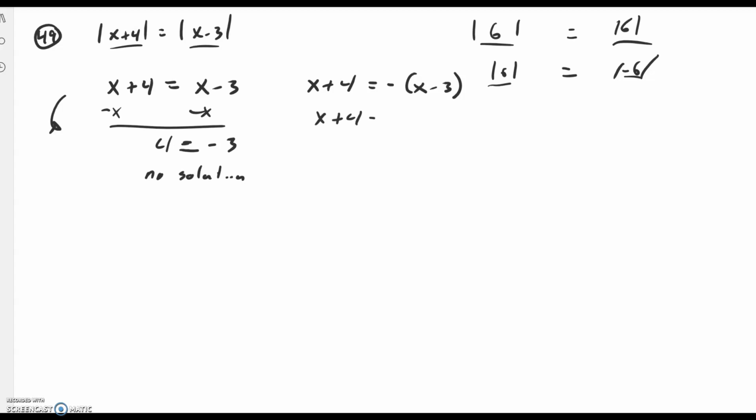Let's distribute the minus sign through the parentheses. Notice minus a negative 3 is plus 3. Let's add x to both sides. Let's subtract 4 from both sides.